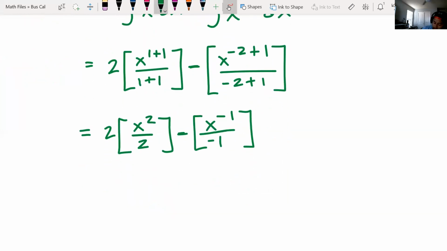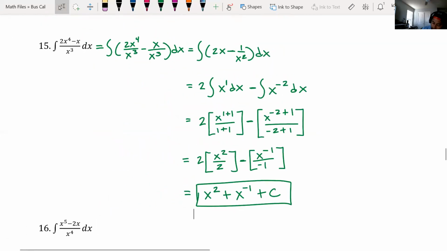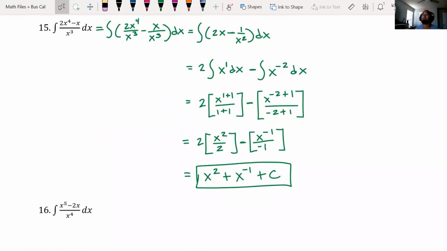And now your 2's will cancel. You'll be left with x squared. Negative over negative becomes positive. Positive x to the negative 1 plus c. There we go. Okay. And we're going to do the same thing for 16.